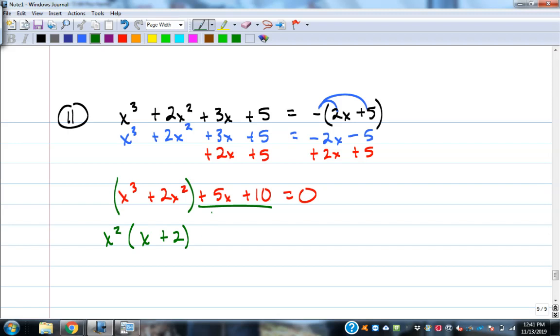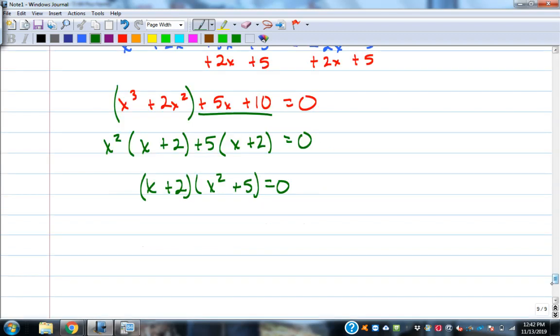Next 2 together. What's the GCF of plus 5x plus 10? 5. Positive, so it's plus 5 and then x plus 2. So our factors are x plus 2 and then x squared plus 5. And will x squared plus 5 factor any further? No. So set those factors equal to 0.